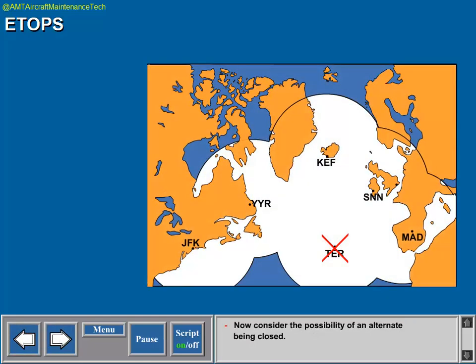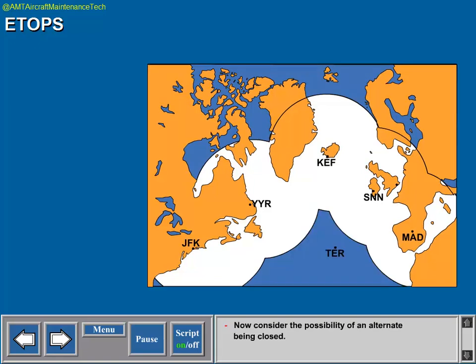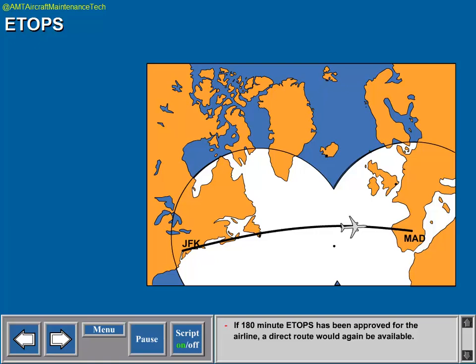Now consider the possibility of an alternate being closed. In this case, the displayed route would be required to meet the 120-minute ETOPS rules. If 180-minute ETOPS has been approved for the airline, a direct route would again be available.